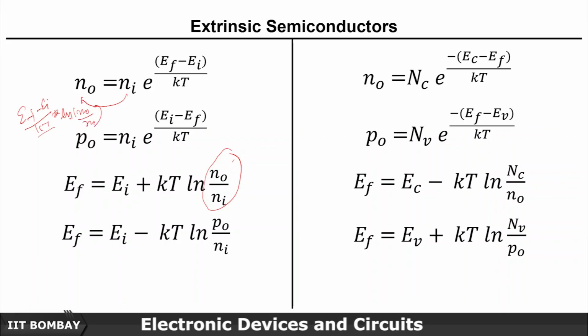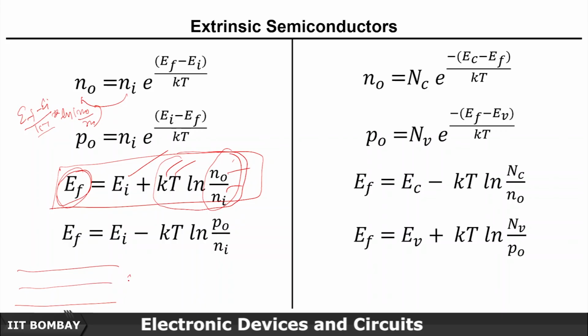And if you multiply it with KT, it becomes KT log N naught by Ni, and EI can go there. So from this expression, you know EI initially, K is the Boltzmann constant, T is the temperature, N naught and Ni. So you can calculate the Fermi energy shift, basically the new Fermi level. Let's say this is your EI, and this is your EC and EV. This shift for the Fermi energy level can be calculated, and of course N naught would be equal to your ND, the number of donor atoms.